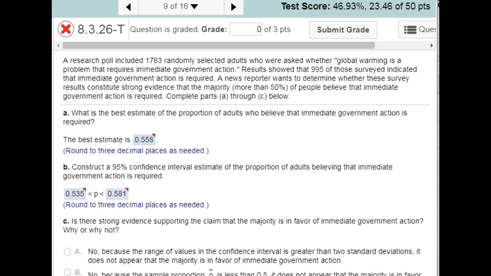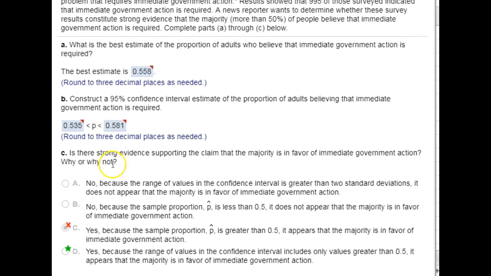And so how do we kind of interpret that? That's what part C is about. Is there strong enough evidence to claim that the majority is in favor of immediate government action? Well, since we're 95% confident that the proportion is in between these values, that means we're confident that the proportion is definitely above 50%, because this entire range of values is above 50%. And so we're confident that the majority, more than 50%, do agree with this statement that immediate action is required.